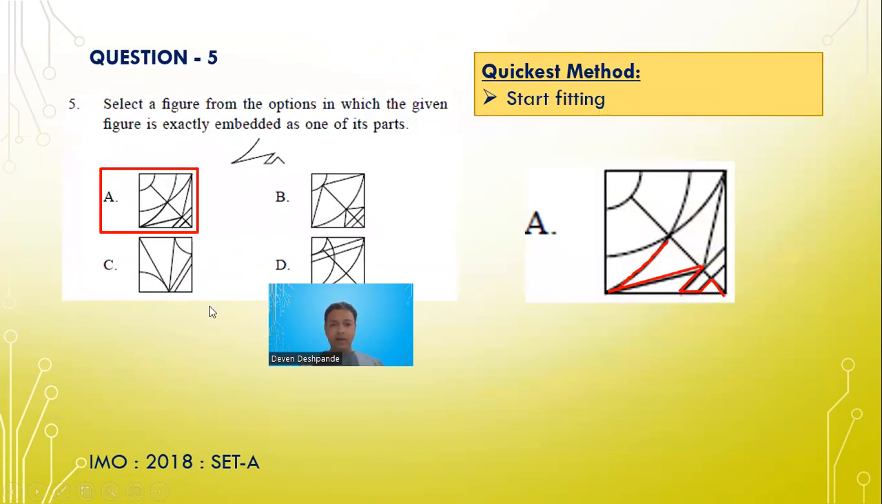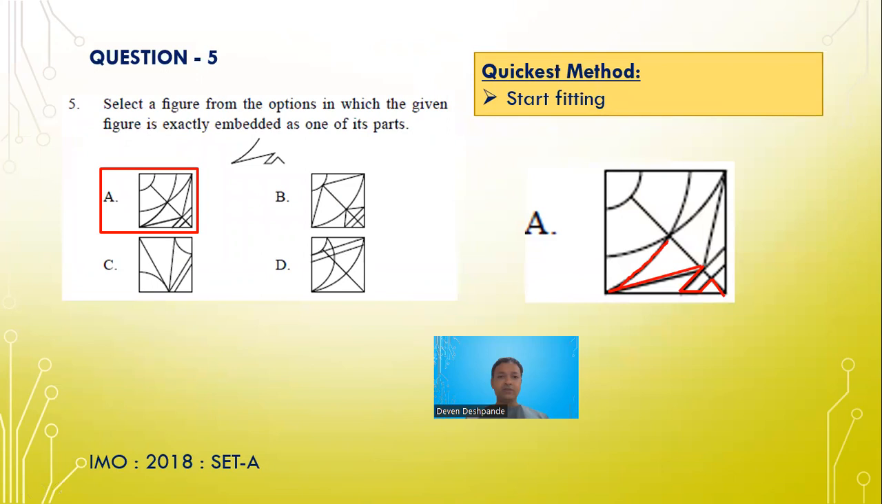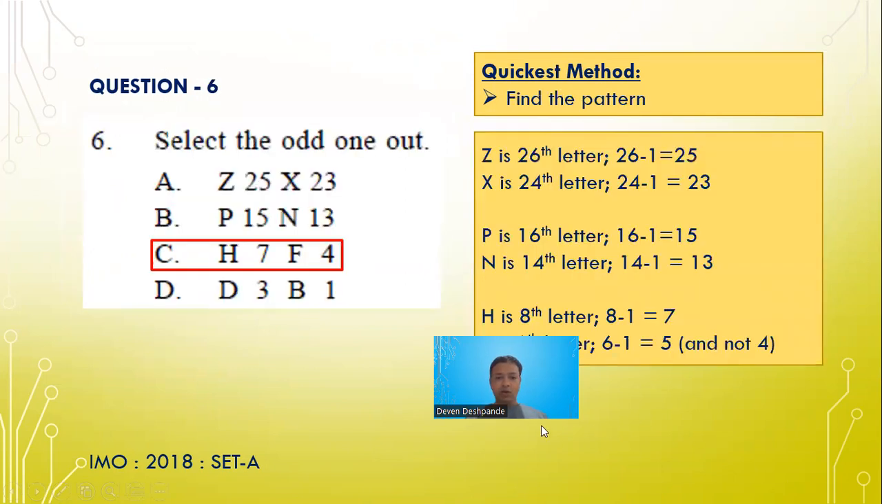Okay, question number 5. Select a figure from the options in which the given figure is exactly embedded as one of its parts. Okay, start fitting, and when you start fitting, you'll see that in option A, the figure exactly fits. Next one, select the odd one out.